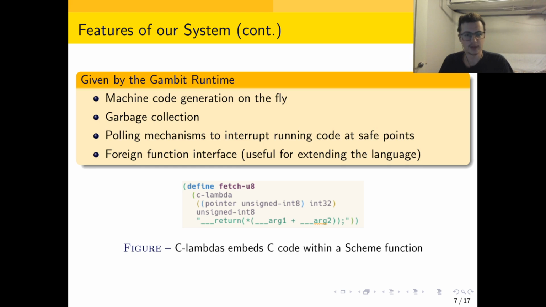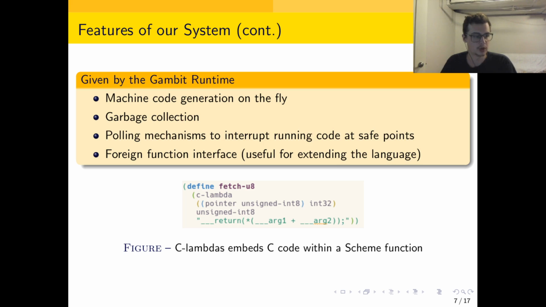And of course, by using the Gambit runtime, we gain many interesting features. So we have on-the-fly code generation, garbage collection, of course, and we can interface with C through the foreign function interface, which we can use to extend the language a lot. So, for instance, the fetch-u8 function that I use is not a traditional Scheme function, so it is implemented with a C lambda that just embeds C code within the Scheme function, and it's a really useful tool.